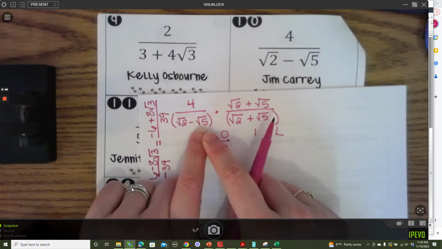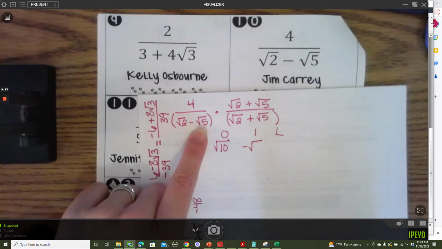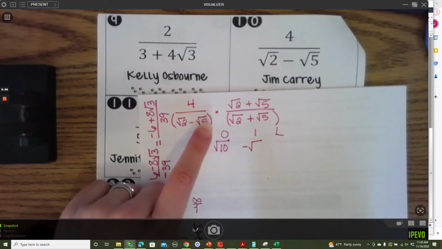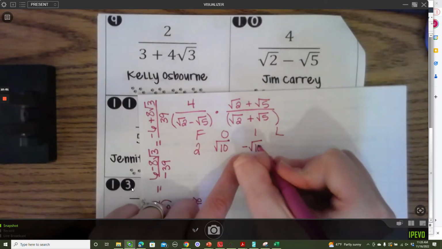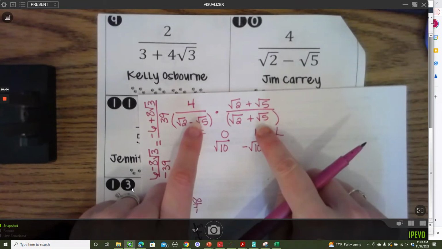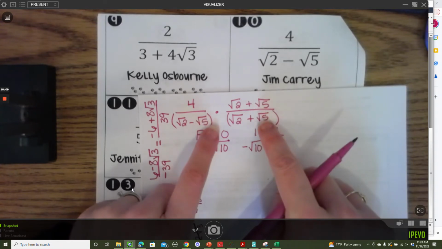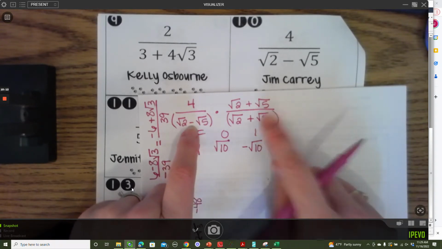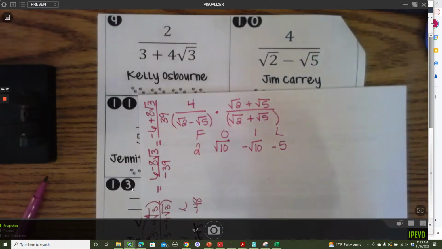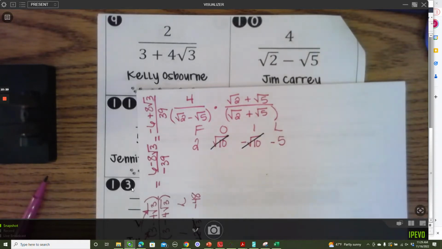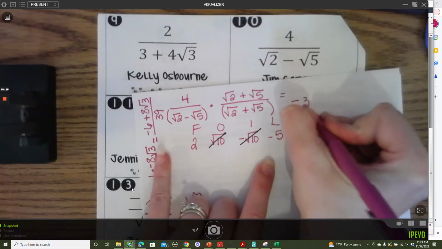Negative square root of 5 and then positive square root gives me a negative square root. The number underneath does not change. The number underneath is still 5 times 2. The negative goes out in front of that thing. So same here: negative square root of 5 times the square root of 5. The radicals cancel and I'm left with the 5, but I still have that negative sign. So just be really careful with signs. So positive square root of 10 and negative square root of 10 cancel. 2 minus 5 is a negative 3.